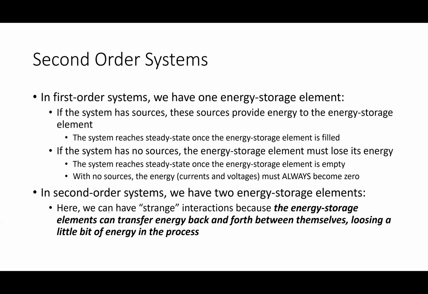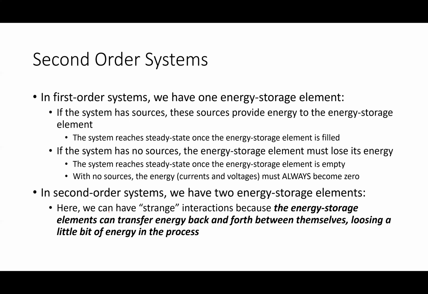First order systems, where I have 1 energy storage element. I know that if I have no sources, what's true about all of the voltages and currents in the circuit if I have a first order system? If I wait long enough, what are all the voltages and currents in the circuit going to be if I have no sources? 0. If I have sources, what's going to happen is everything's going to get to some constant value.